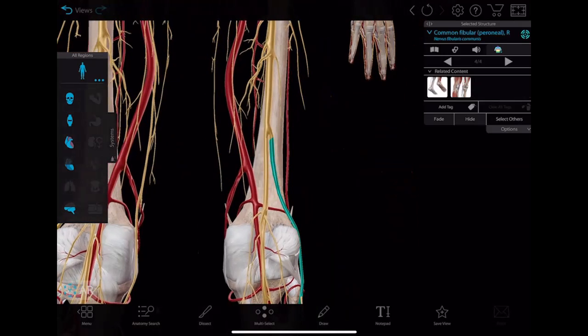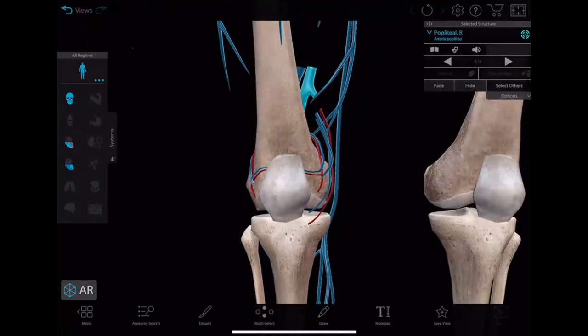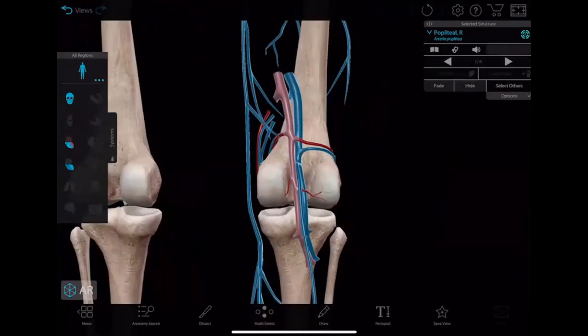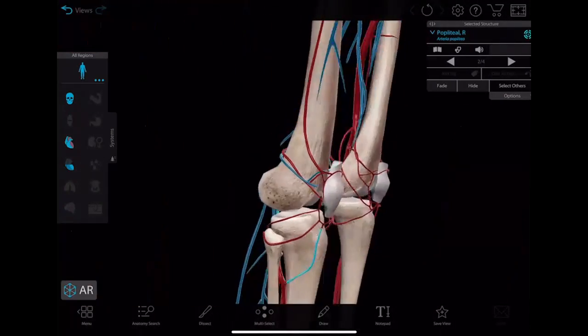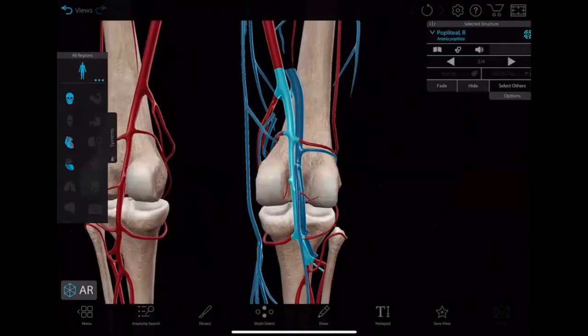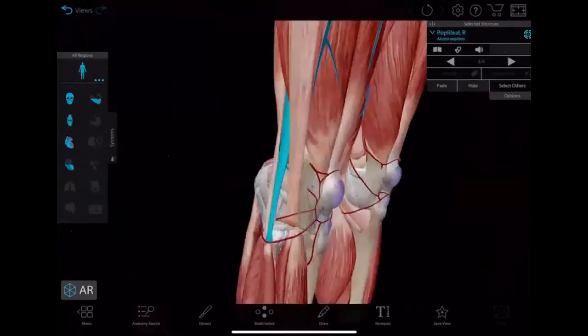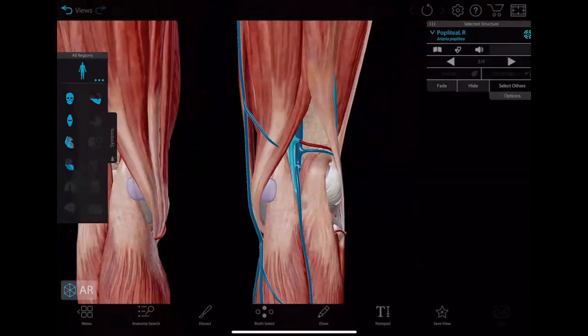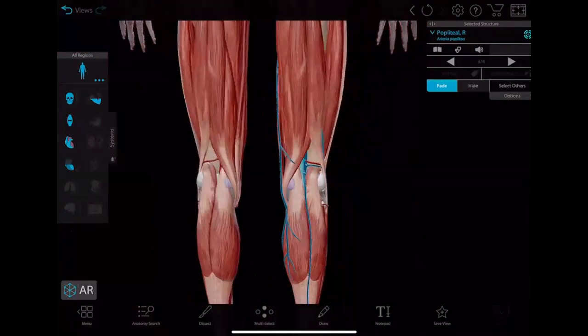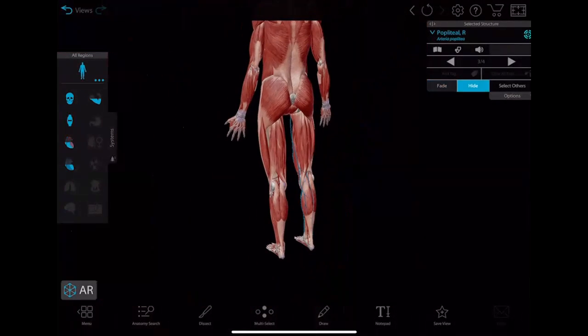Okay, that is regarding the popliteal fossa and popliteal artery, right? Have any doubts? Let me know. So this one is the popliteal artery, right? Let me know your doubts.